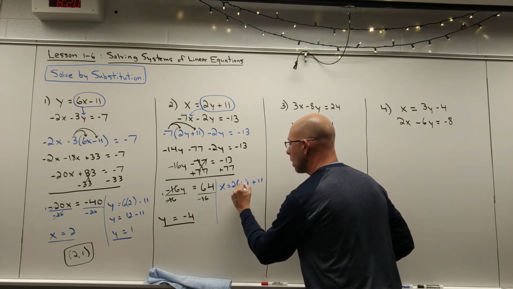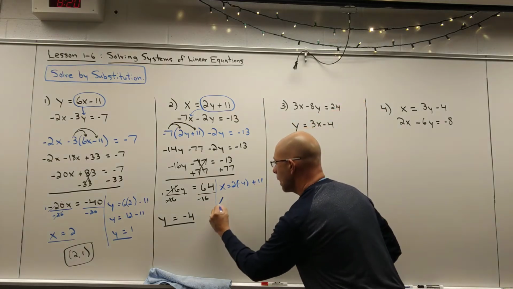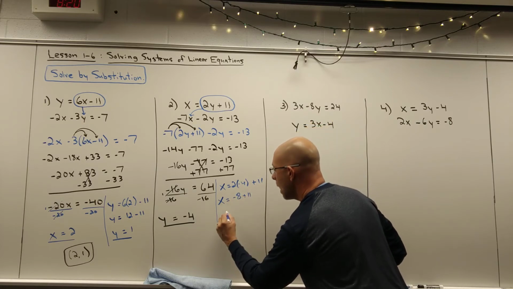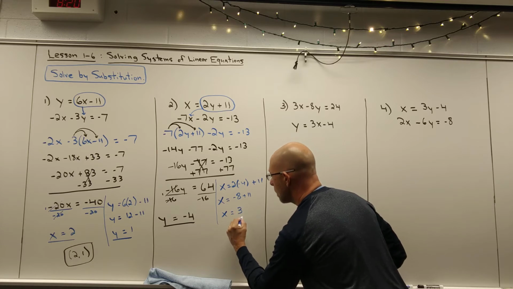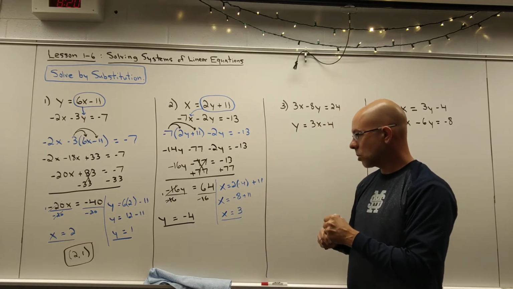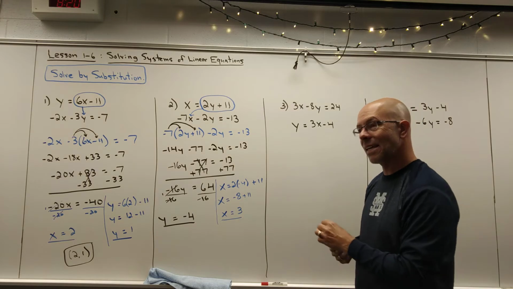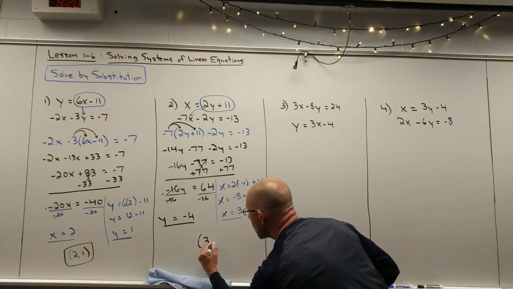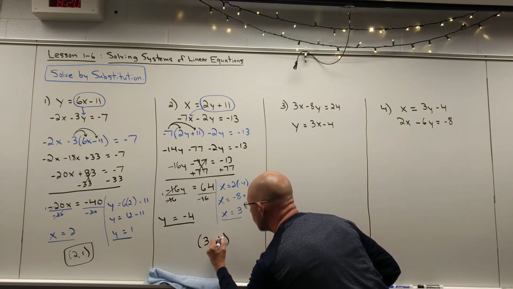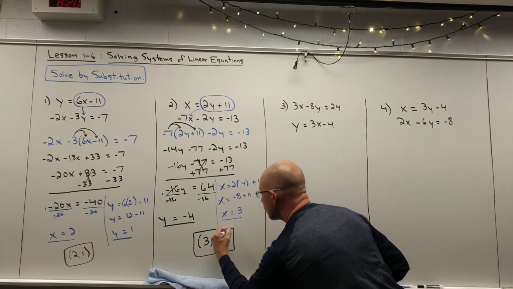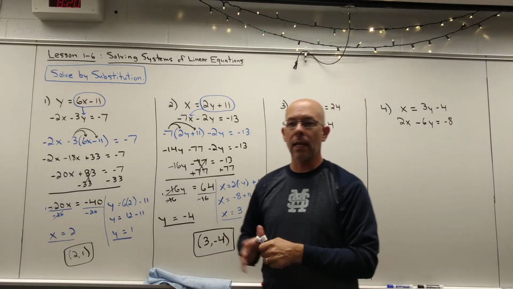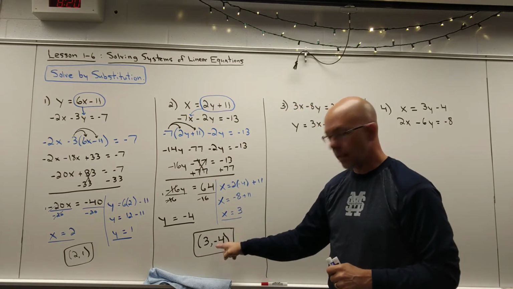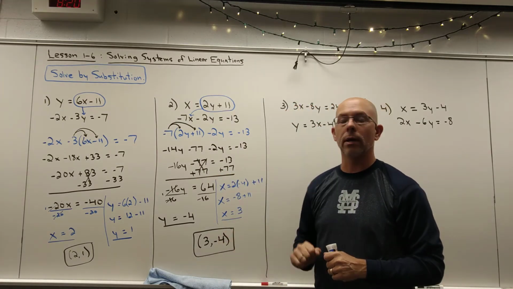Y is negative 4. So x equals 2 times negative 4 is negative 8 plus 11. X equals 3. Negative 8 plus 11 is 3. So the solution is x equals 3, y equals negative 4, hence the ordered pair 3, negative 4. So once again, these are two equations that when graphed would cross each other, and that's exactly the location they would cross each other and share that point.